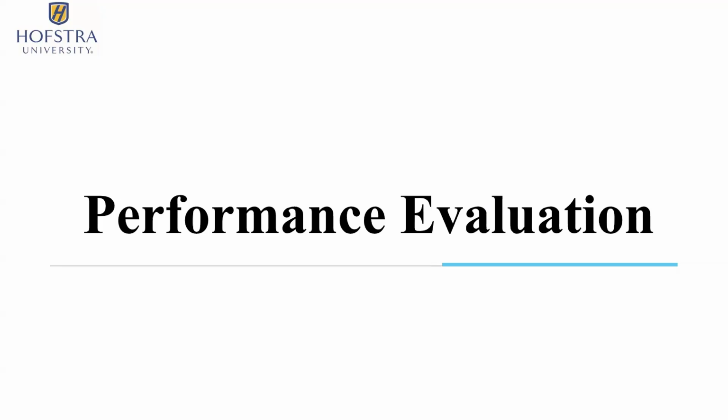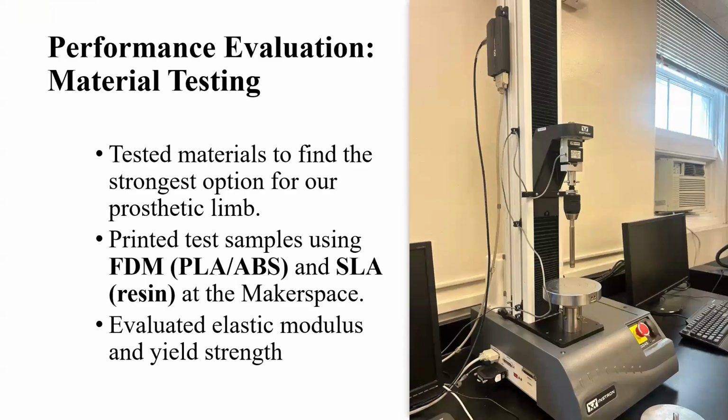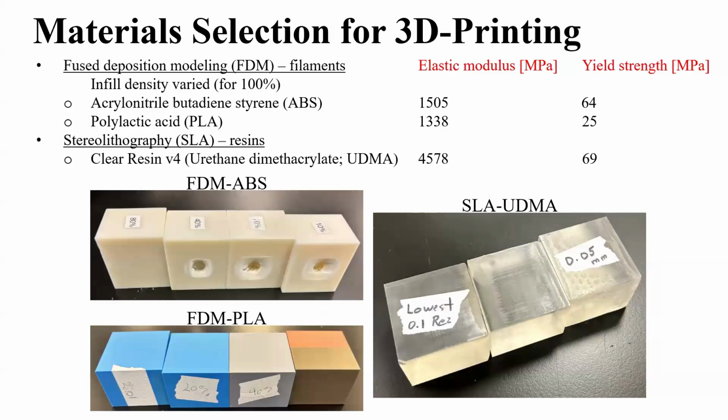And now we're going to discuss performance evaluation. So before we could actually print the socket, we have to determine which material in the makerspace is the best. So we did material testing of the 3 different materials that we have: PLA, ABS, and resin. And once we were done, we had to analyze it.